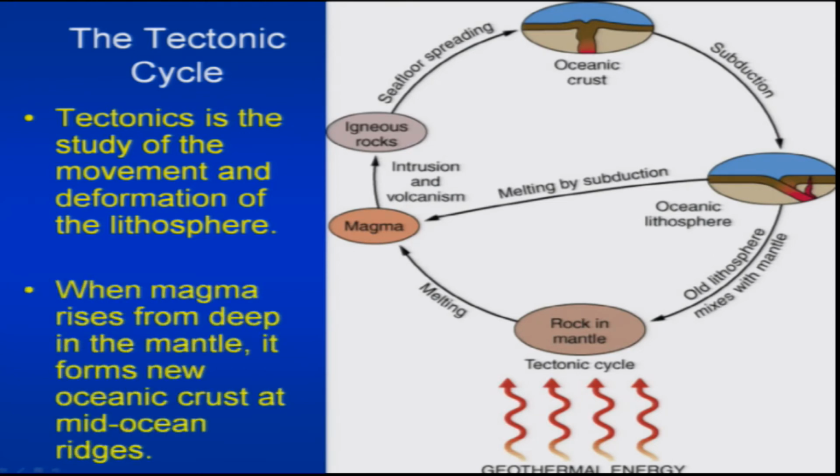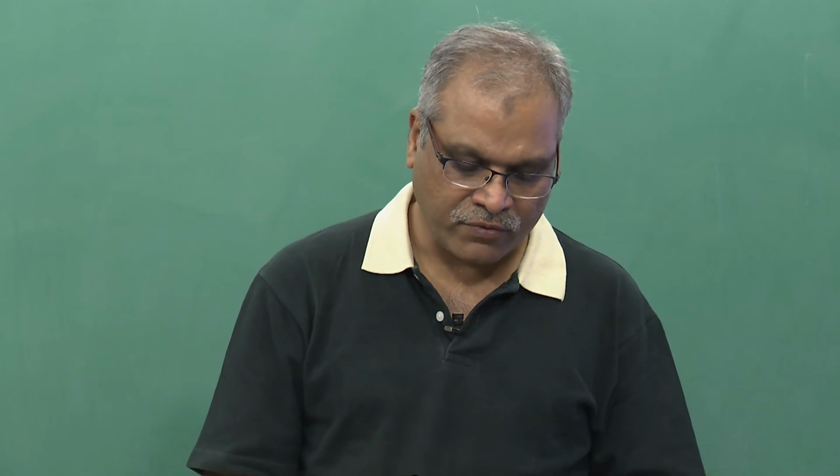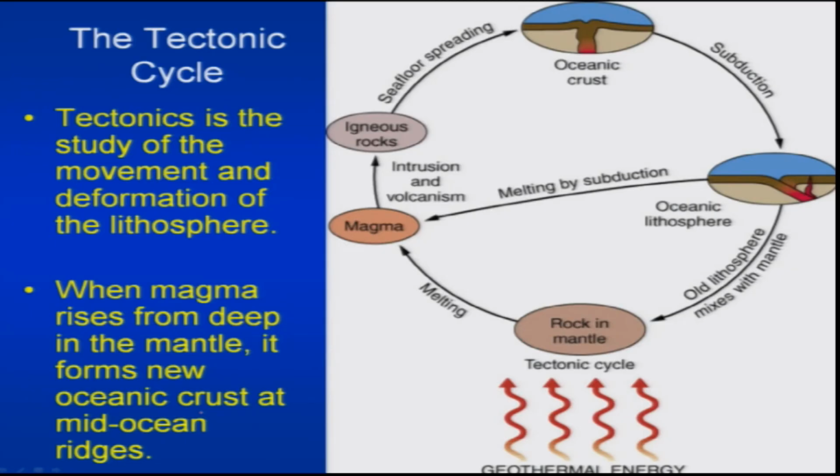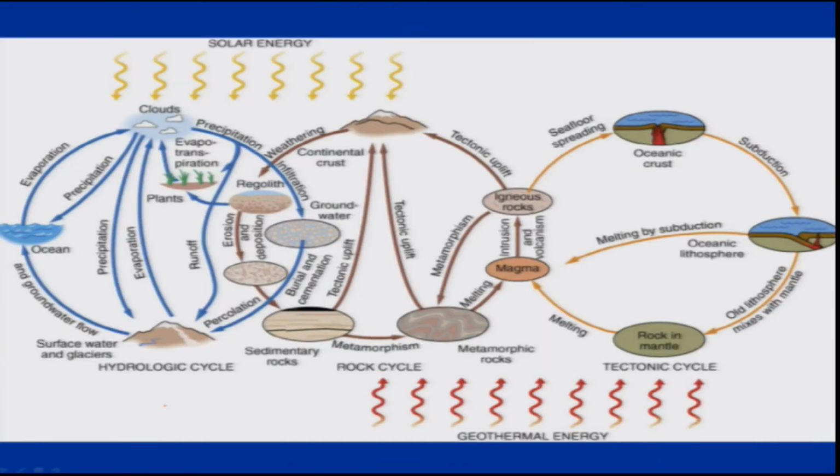And then when the magma rises from the deeper part, from the mantle, it forms new crust. In some places it keeps on adding and results in the formation of new crust. And mainly this is formed at the area which we call the mid-oceanic ridges, where we have new formation of crust every time. So, this is how it has been shown how things are interlinked. All these cycles, that is the hydrological cycle, rock cycle and tectonic cycle, are interlinked with each other.